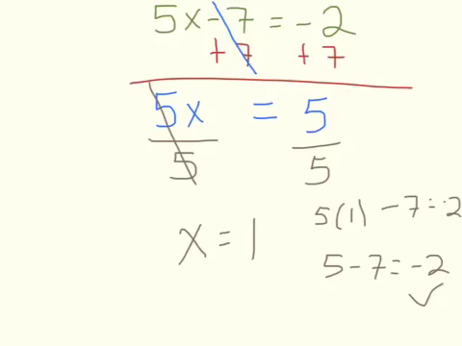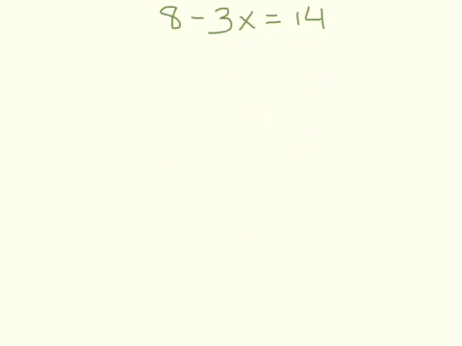Okay? Let's look at the next one. Okay, this example is 8 minus 3x equals 14. So, same thing again, we need to get rid of the number that is by itself on the same side of the x. Okay, so that's going to be that 8. It's a positive 8, even though it doesn't have a plus in front of it, it's still positive. So to get rid of it, I need to subtract 8. And if I'm subtracting 8 over here, I have to subtract 8 over here.